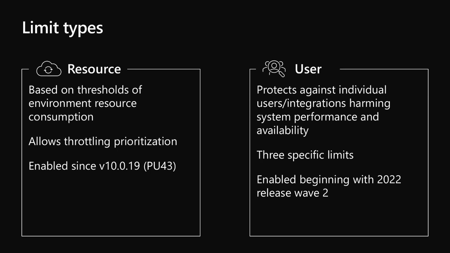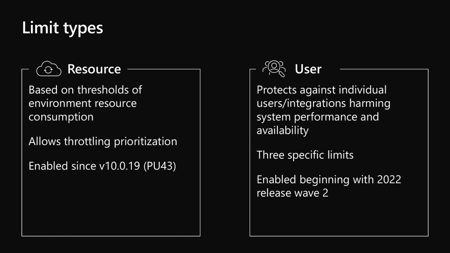So we have specific thresholds set, and when those thresholds are breached and we see that the environment is in danger of having a negative impact on performance or availability, from aggregate usage across all API users, across all workloads, affecting the usage of the resources in that environment, at that point we look at throttling API requests against that environment. This allows for throttling prioritization, which we'll talk a little bit about, but this is something that has been available in Finance and Operations environments since PU43. So it's been around for a while, and something that you may be used to and already have planned into your strategies for your API requests.